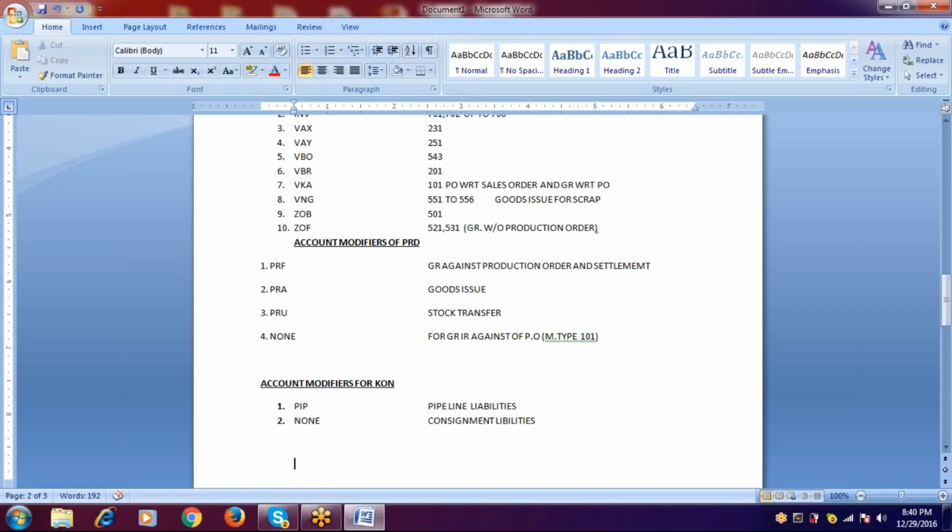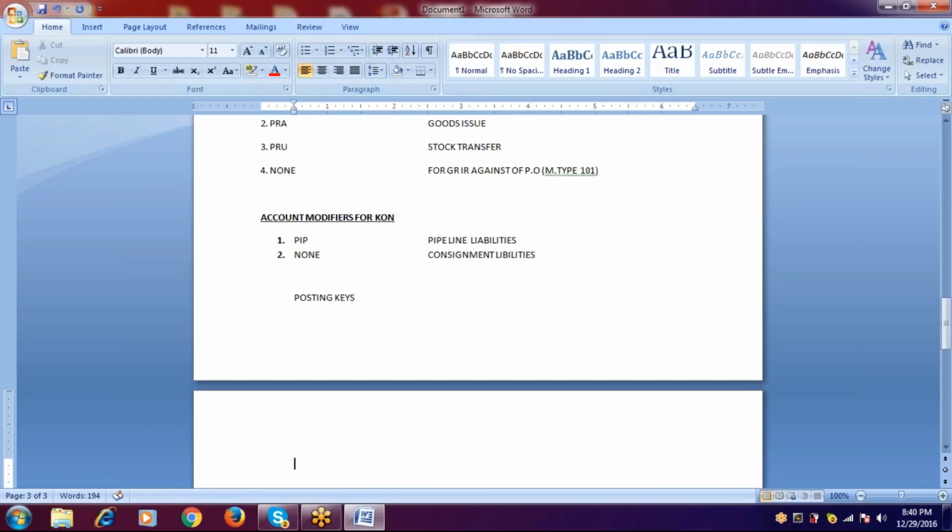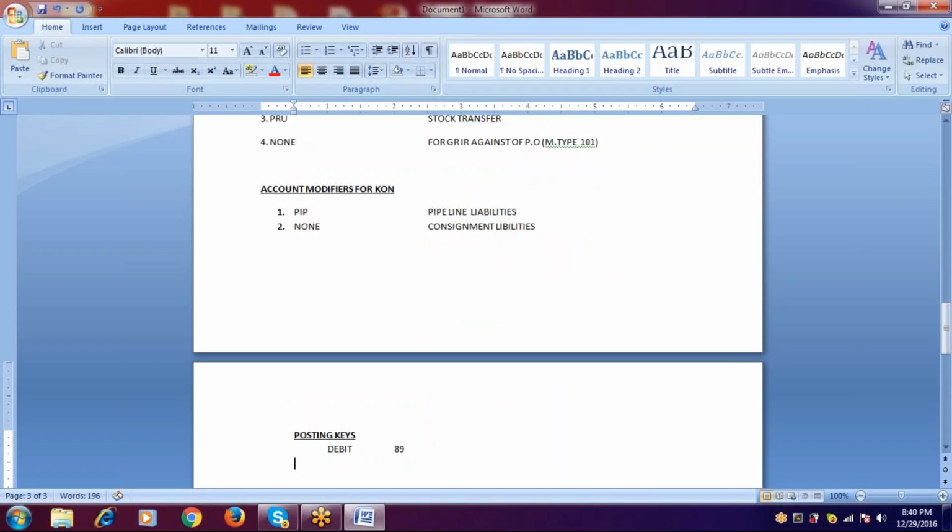And next, whenever you are doing any account determination, for the ZR or IR or anything, what would the posting keys be? In these posting keys, generally there are two types of postings. One is the debit posting and the second one is the credit posting. For the debit posting, it was 89. And for the credit posting, most of the time it was 99.